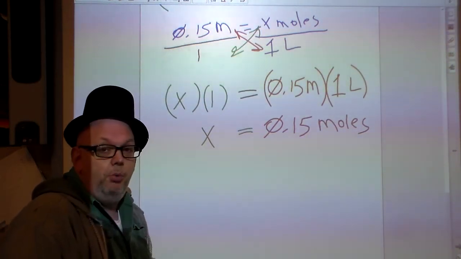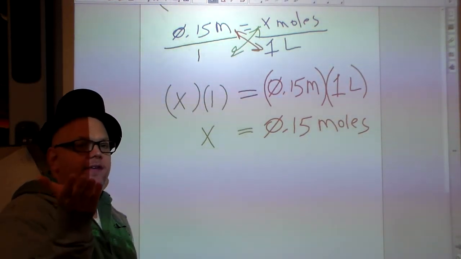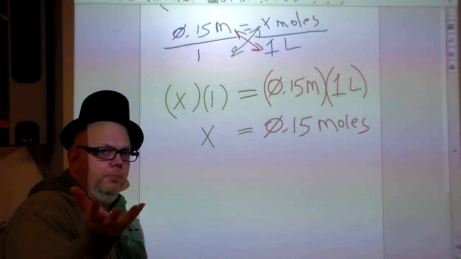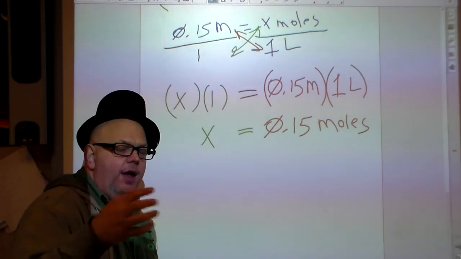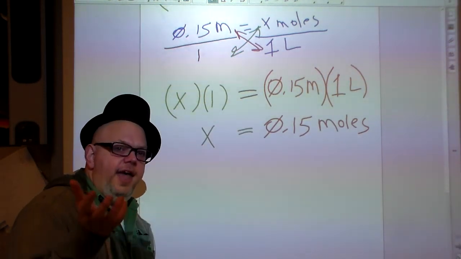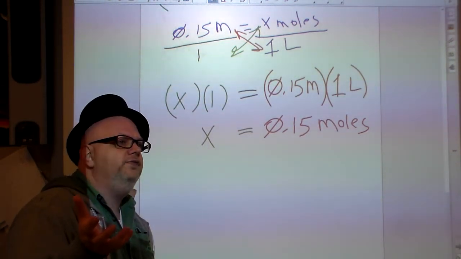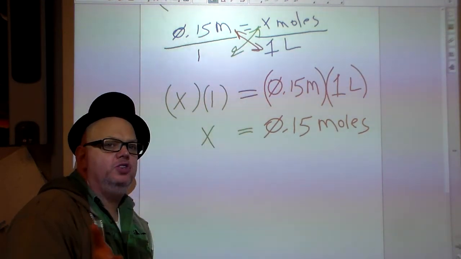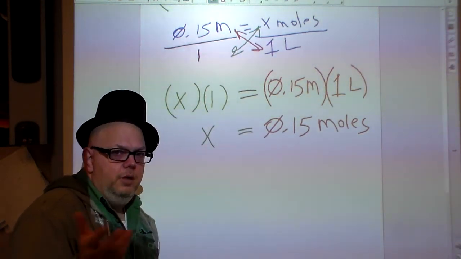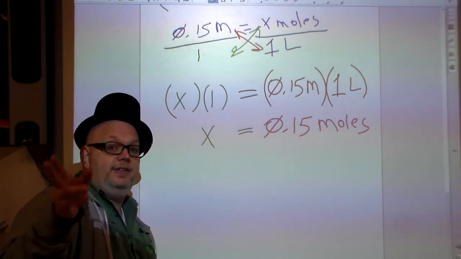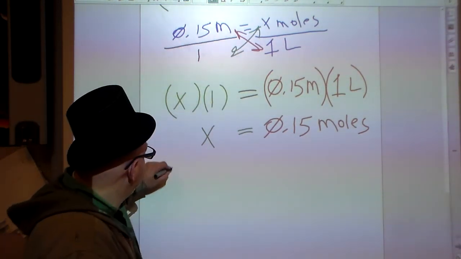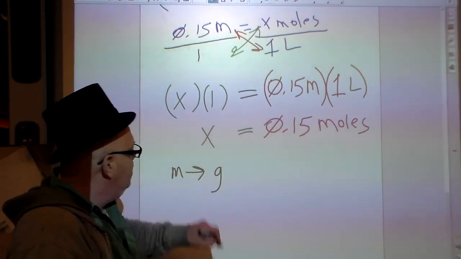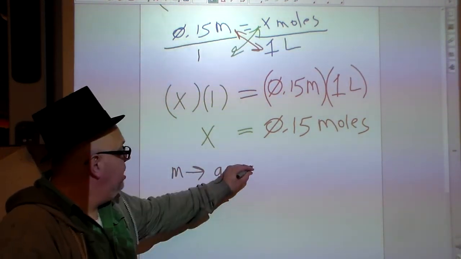We can change the moles to grams, because remember, I've got the number of salt molecules. Now I need to know how much that weighs. It's like having 15 slices of ham. How much does this ham weigh? It's the same analogy. Again, that's where the stoichiometry comes in. So we're going to have to go from moles to grams, and if we're going from moles to grams, we need to multiply.